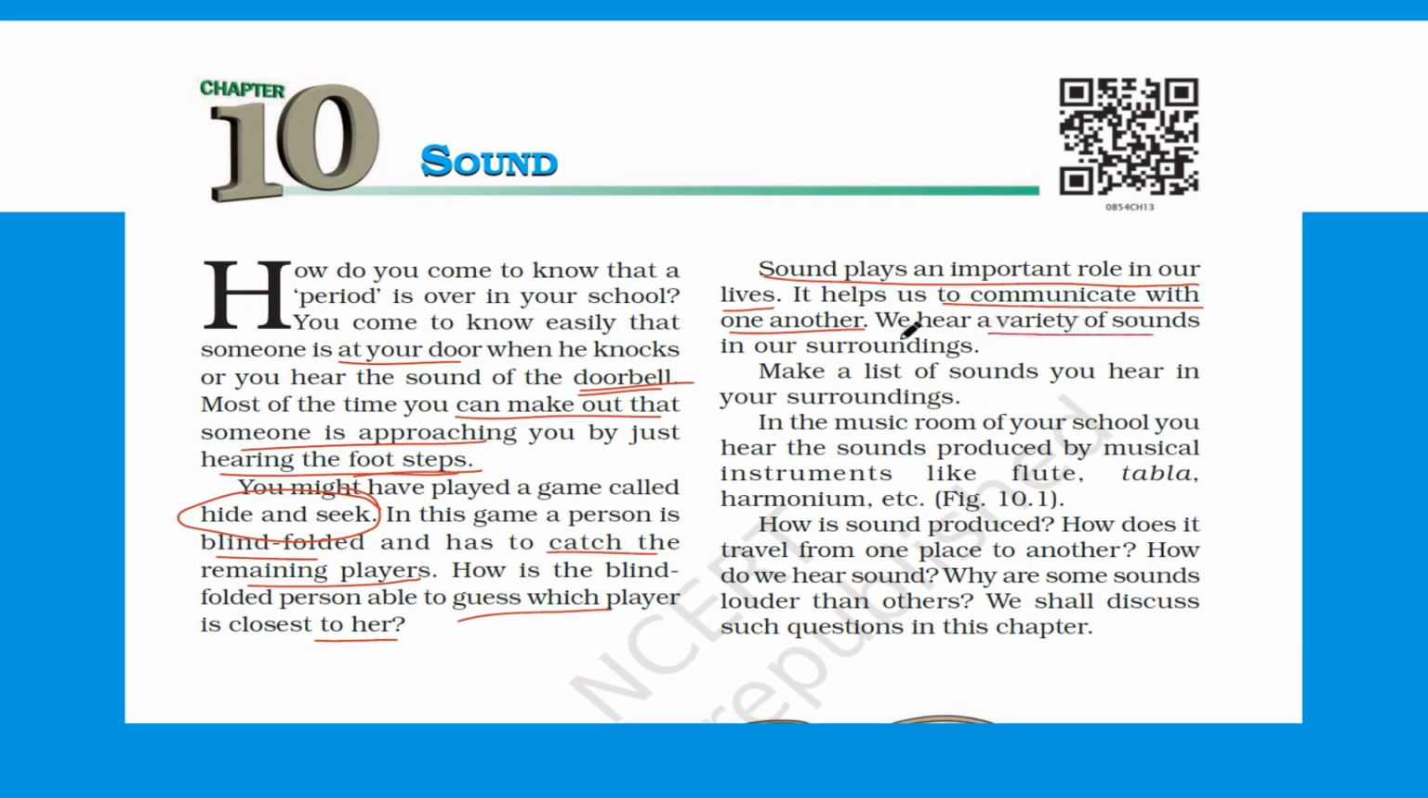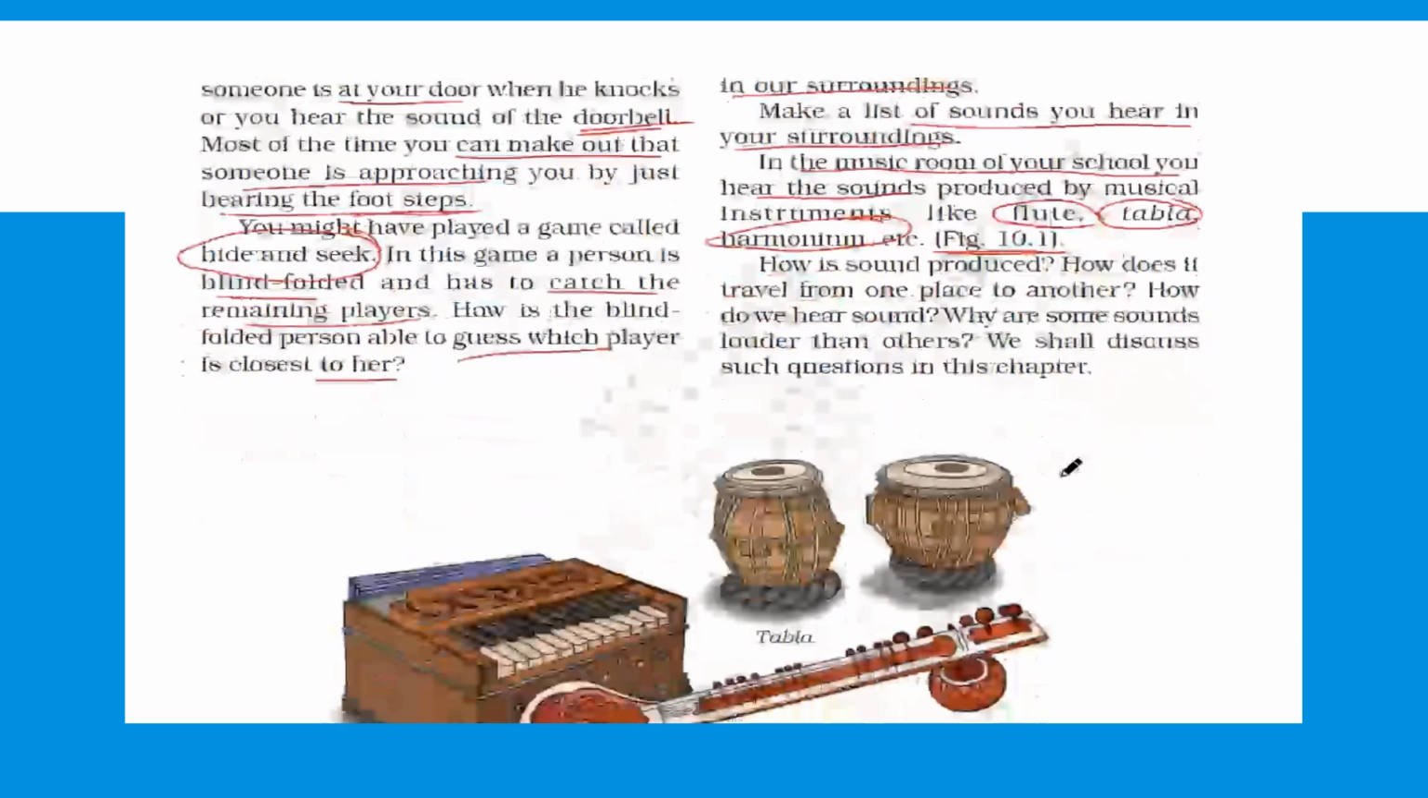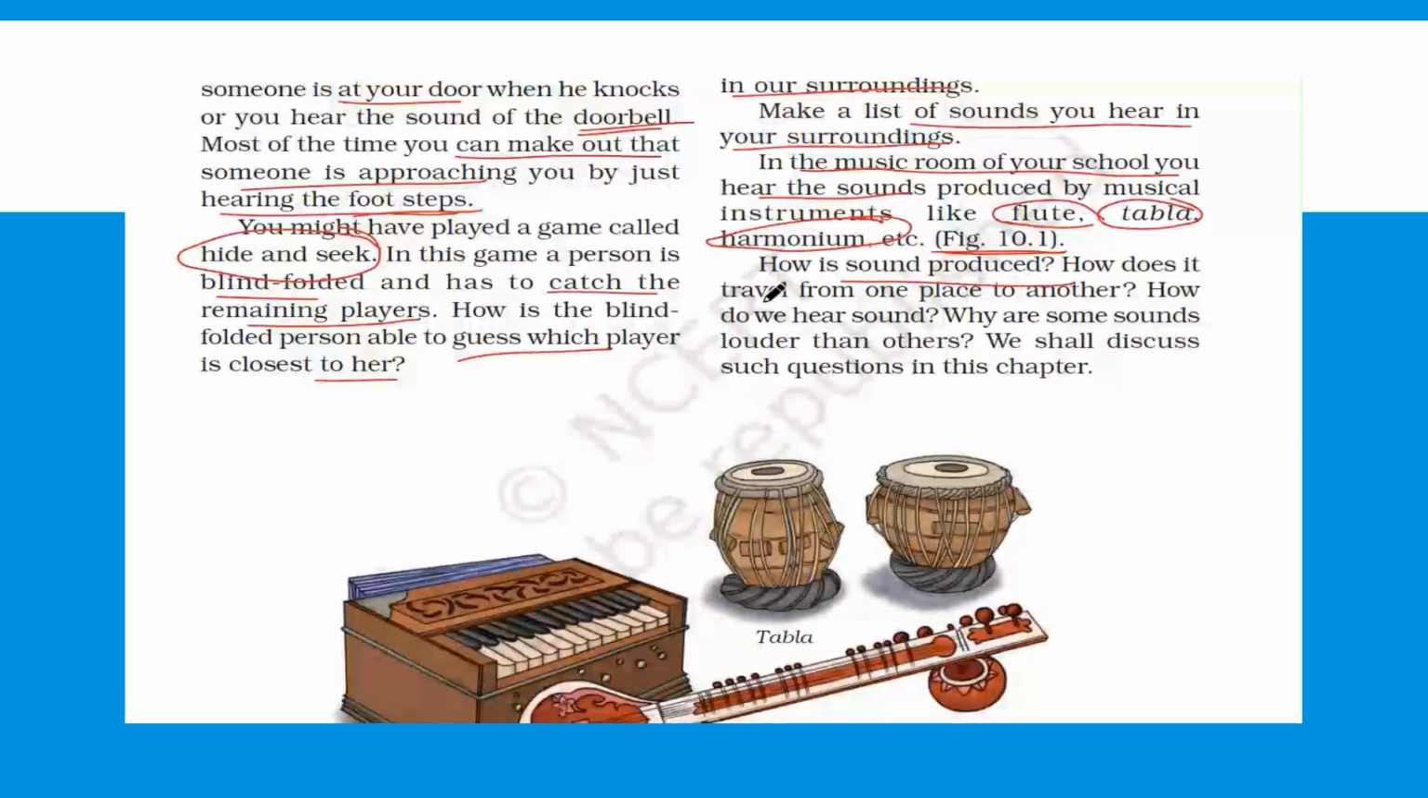We hear a variety of sounds in our surroundings. Make a list of the sounds you hear in your surroundings. In the music room of your school, you hear musical sounds. Instruments like flute, tabla, harmonium, etc. are being used in your music room, right? How is sound produced? How does it travel from one place to another? These are the questions in our mind. We should clarify these, and in the way of science we should understand why some sounds are louder than others. We shall discuss all these questions in this class.